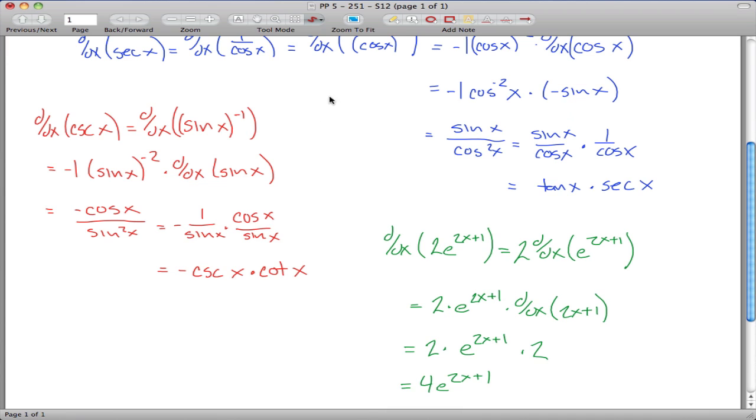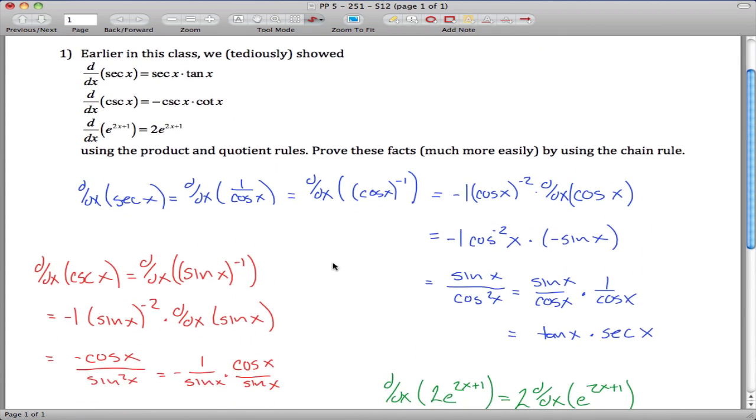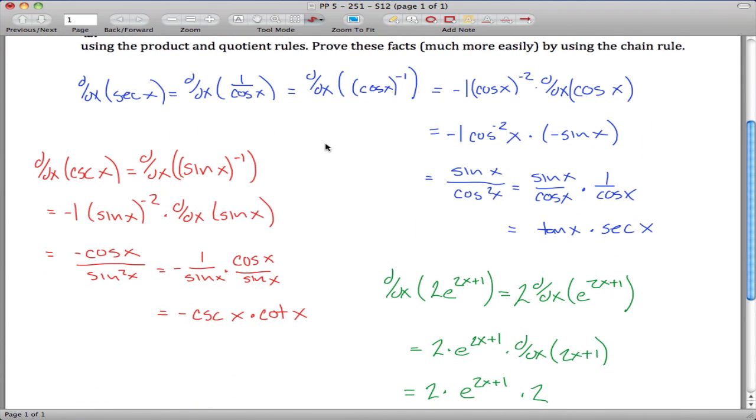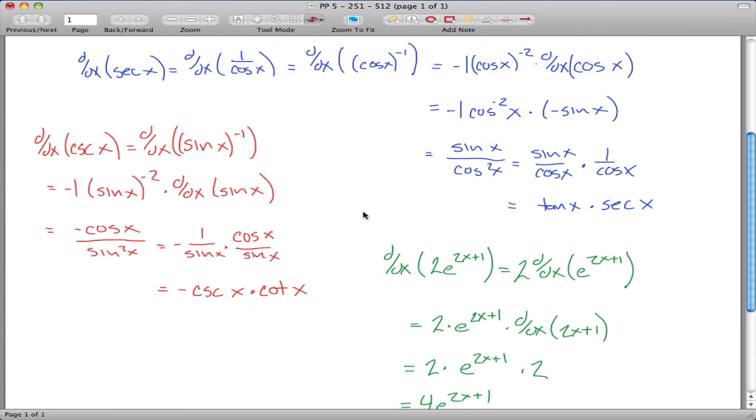So here's 3 problems we've seen before, done easier, quicker, I don't know, differently, using the chain rule. So I guess that's the end of this perfect problem.